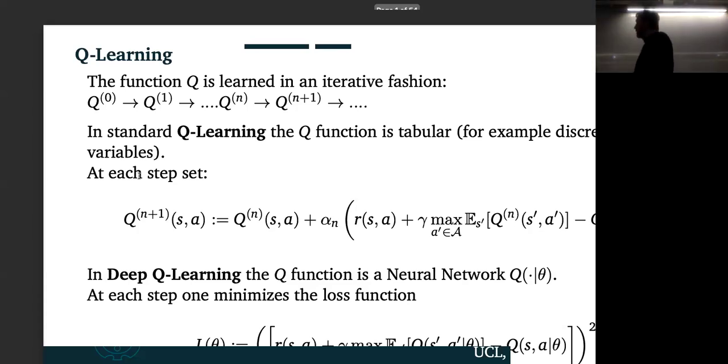And so the key point is that if I have a continuum of states, not discrete, and I don't want to discretize, well, the idea is instead to approximate the Q function by a neural network, and so essentially try to learn the function Q as a neural network.